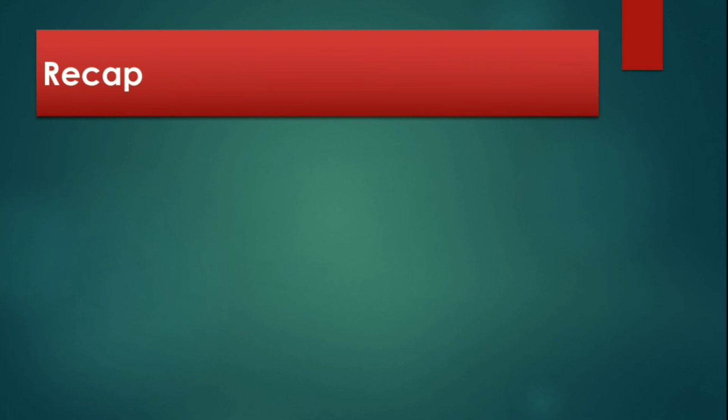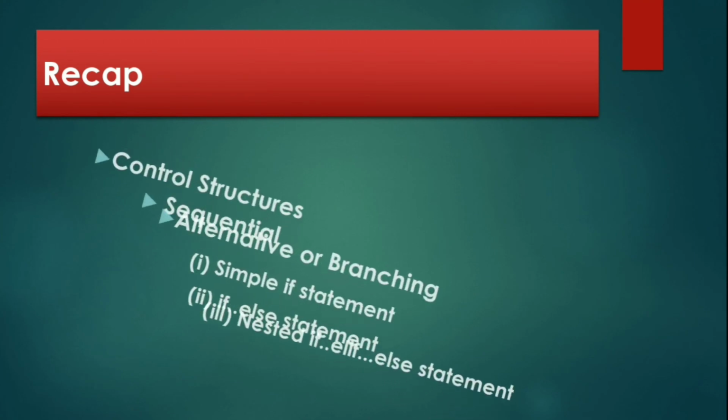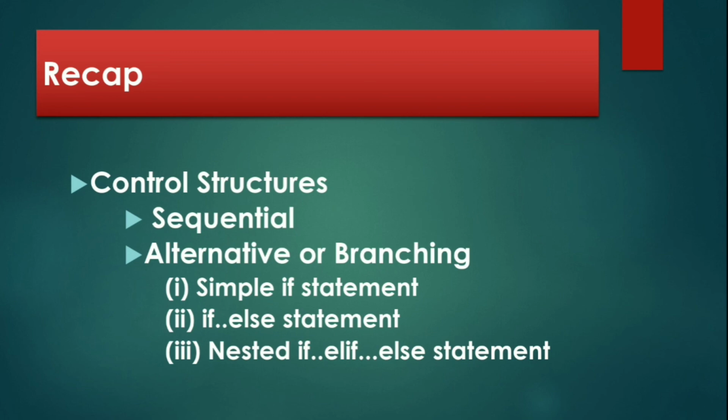Okay, that's all for today. Let's quickly see the recap of what we have discussed in this video. We started with the control structure. Two statements we have discussed completely: sequential and alternative or branching statements. Yet we have one more concept in these control structures, that is iterative or looping. We will see that topic in the next video.